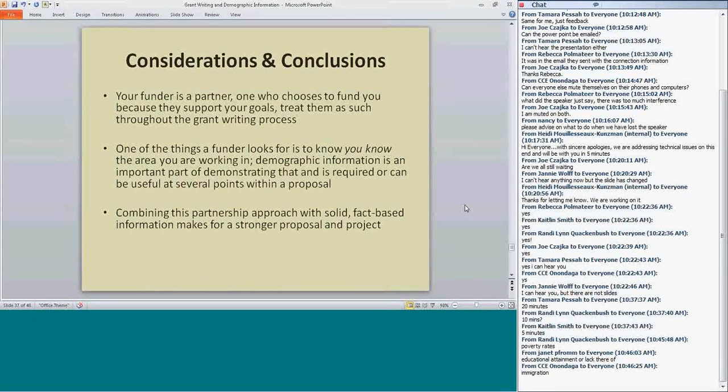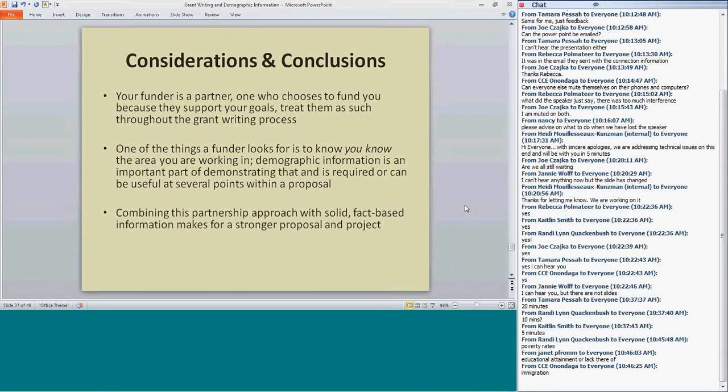Okay. So I feel like I've absolutely rushed through this, and I'm sorry we didn't have more time for engaging. Had we not had issues in the beginning, I planned to bring in a little bit more. But here are just some final points to think about. So again, your funder is a partner. It's someone who chooses to fund you because they support your goals. It goes back in my mind to when we were kids: you do unto others as you would have others do unto you in that process.